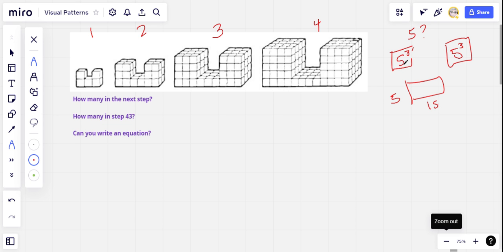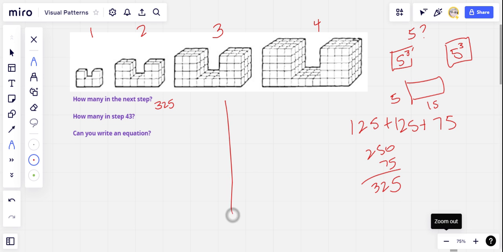Let's see, 5 cubed, 5 times 5 is 25, times 5 again is 125. So we've got 2 of those, plus this base. Let's see, 5 times 10 is 50, and 5 times 5 is 25, so that's 75. All right, so 125 and 125 and 75. So 125 and 125 is 250 plus another 75, and we're going to have 325 already in step 5. So I think that's my prediction for step 5, 325 blocks. This pattern is growing really, really fast. I'm pretty sure it's cubic, but let's verify that with the numbers.